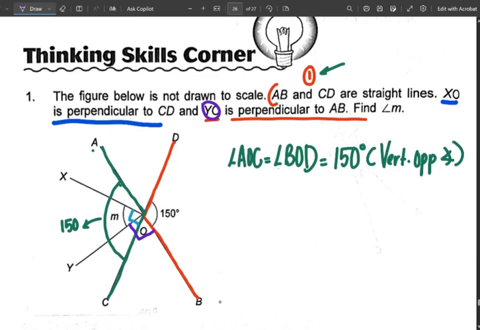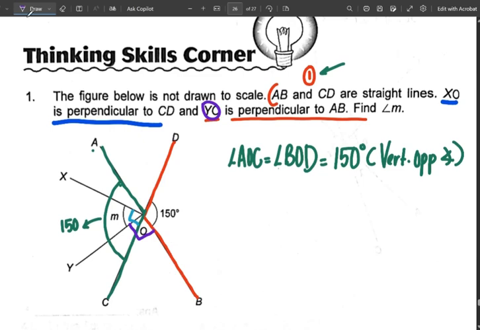Now, so how do you find angle M? You know that YOB is 90 degrees. So also, you know this is 90 degrees, right? DOB is 150 degrees. So you take 180 minus 150. That gives you this COB. Very good. Let's find angle COB first, okay?